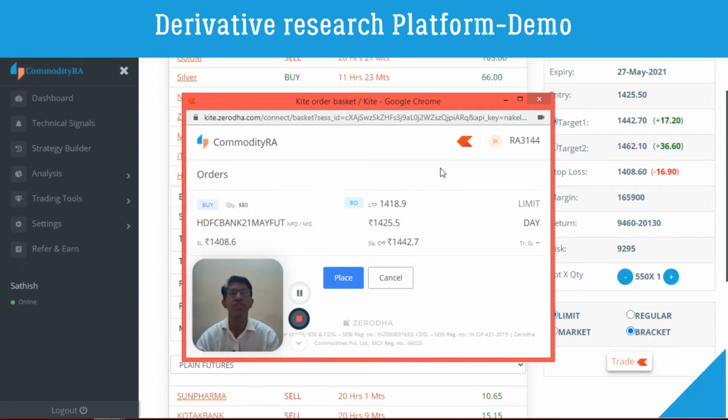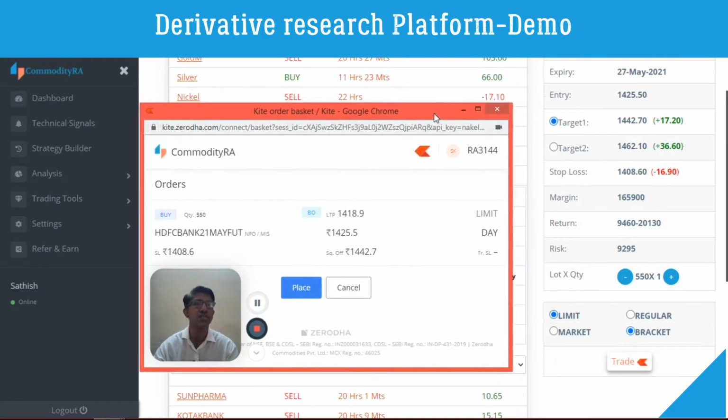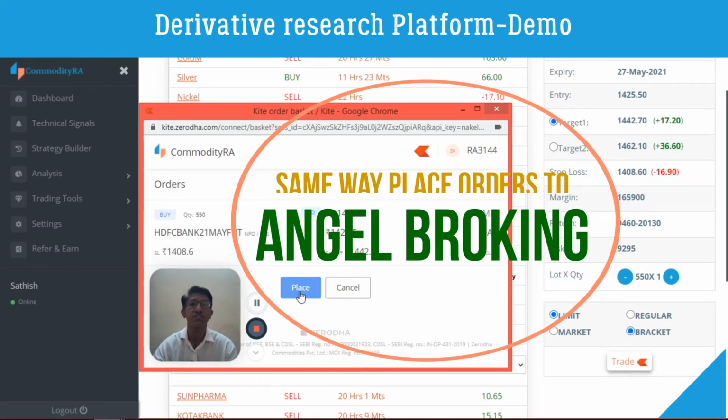You have the option to modify here. This shows the trading symbol and 1425.50, the entry level we decided in our signal. 1442.7 is the first target. If you select the second target, 1462 will come here, and 1408.6 is the stop loss mentioned here. This is for one lot, as I have selected only one lot. If you select two, it will show two lots in the quantity. So just place the order here.